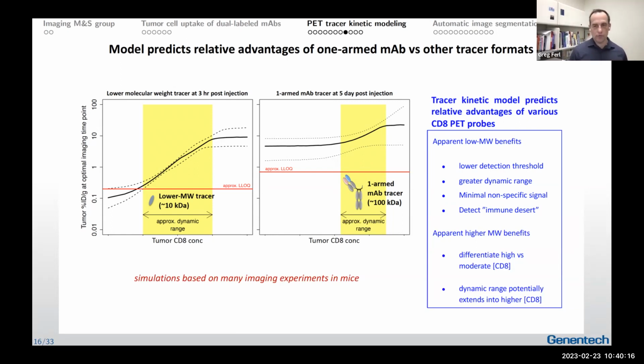You have a greater chance of detecting those conditions. Higher dynamic range, as I just described. And then, of course, that higher dynamic range is due to a lower background since the tracer clears more rapidly. So these are all things that we know, right? I mean, these are characteristics of the tracers that are very well understood. But this quantifies that, which is very helpful.